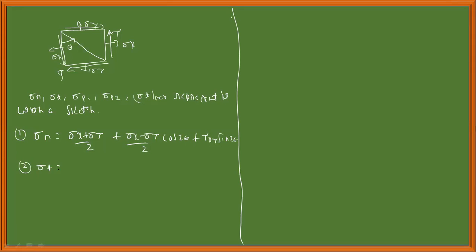Next, sigma t, which I can write as tau normal t, or simply tau. You can use either sigma t or tau normal t. It is given by minus of sigma x minus sigma y by 2 into sin 2 theta, plus tau xy cos 2 theta.